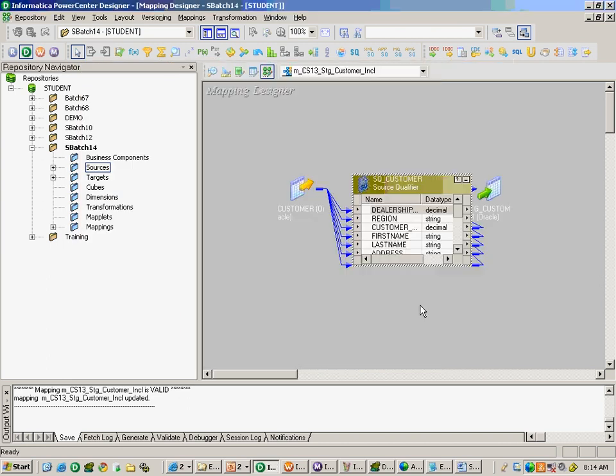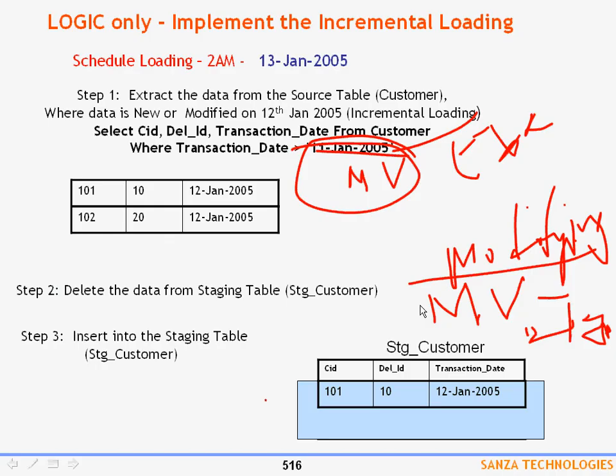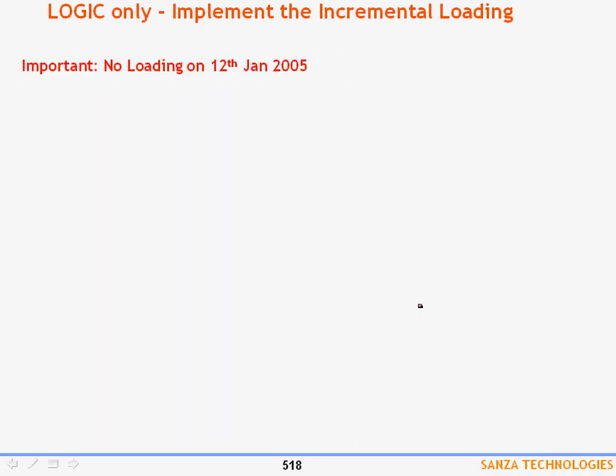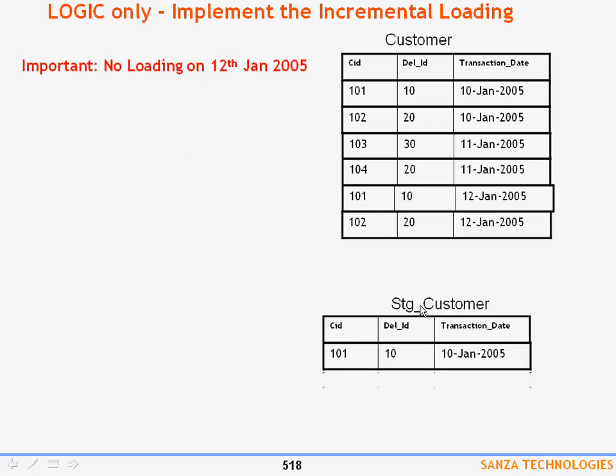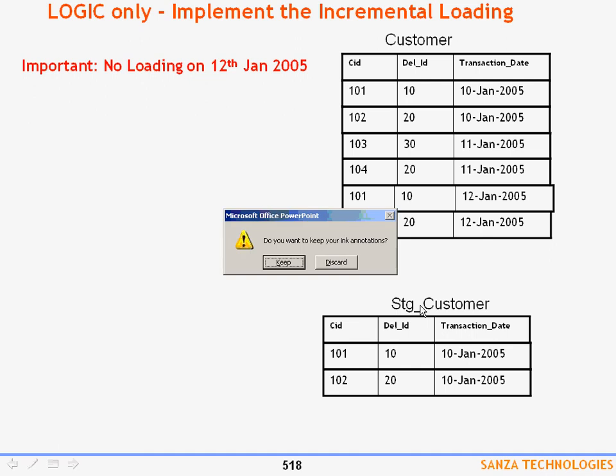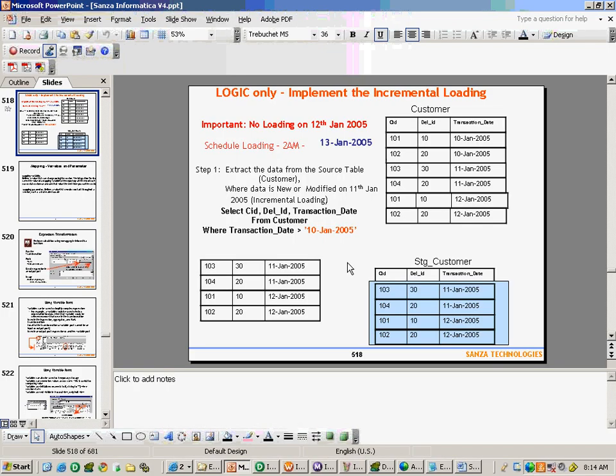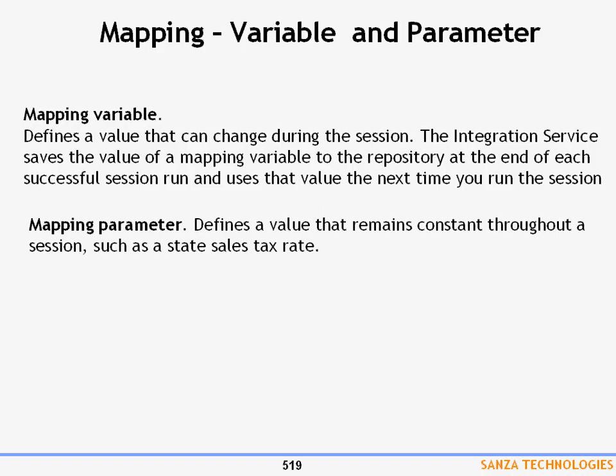How to define any variable in this world? First, you have to... Informatica provides you with a variable concept called mapping variable. This value can change during the session. You can modify this value while the session is running, and you can save that value in the repository at the end of the session, once it has successfully completed. Then you can reuse it. Next time you run the session, you can use that value. For that purpose, you will use a mapping variable.